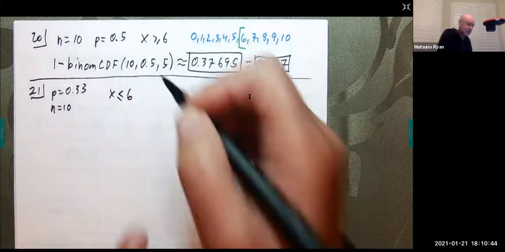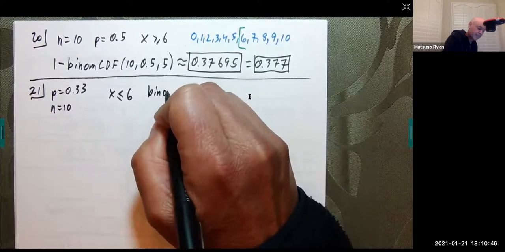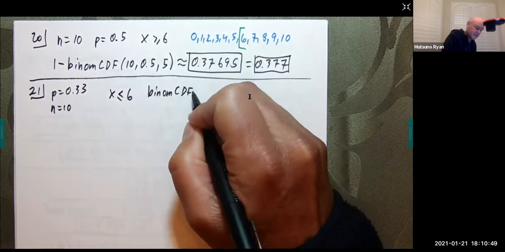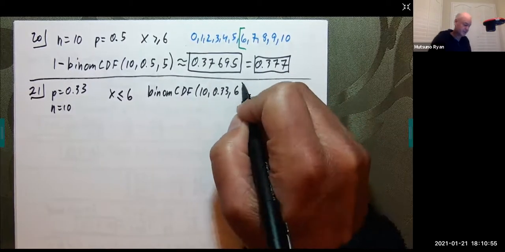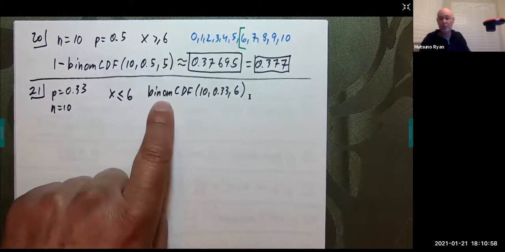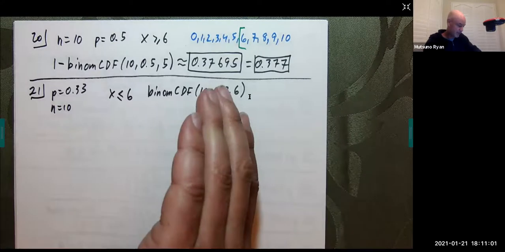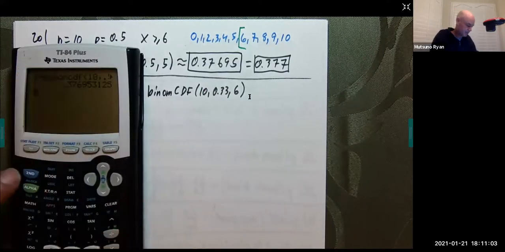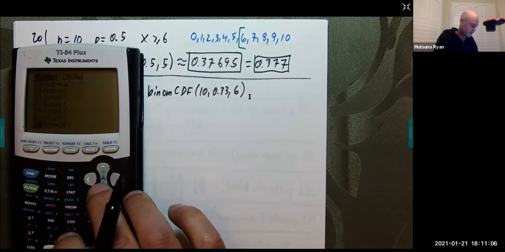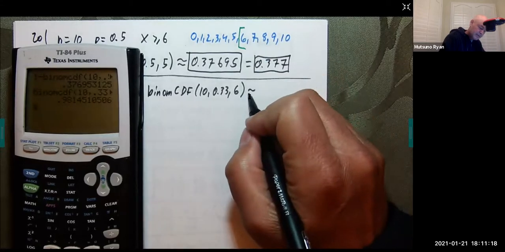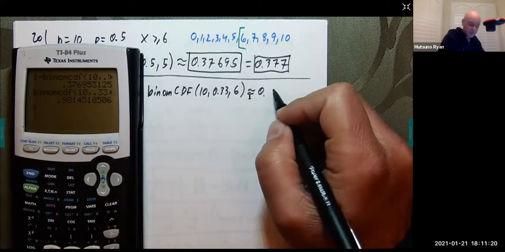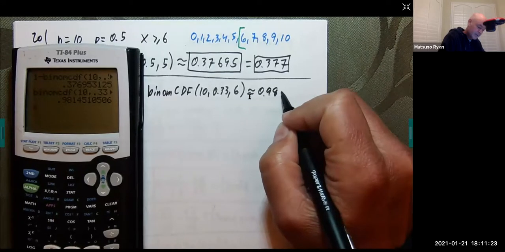So this is the less than. So this is just going to be regular binom CDF, 10, 0.33, and just regular 6 and down. And there's not a 1 minus in this case, because in this case, they already want the less than. Here it's 10 again, 0.33 and 6. And this one also is rounded to 3 decimal places, so 0.981.